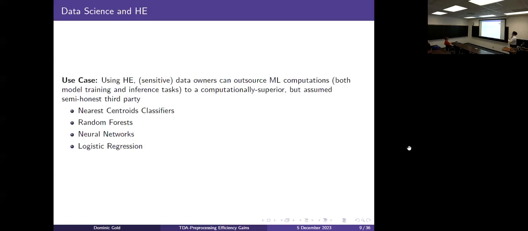So using HE, the idea is that someone who owns really sensitive data can outsource the machine learning computations, including both model training, which is where the server creates an encrypted model based off the encrypted sensitive data, and also inference tasks where they use that model to predict or classify certain, predict or classify basically. Right?